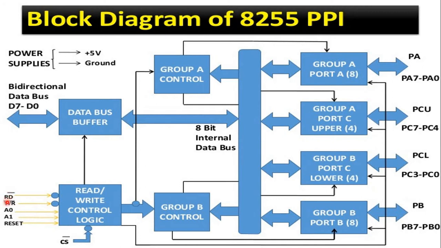Then second signal, that is write signal. When this line is low, the microprocessor writes into a selected I/O port or control register. Then third signal, that is reset signal. When this line goes high, the control register is cleared and all the ports are initialized as input ports in a mode 0 configuration.